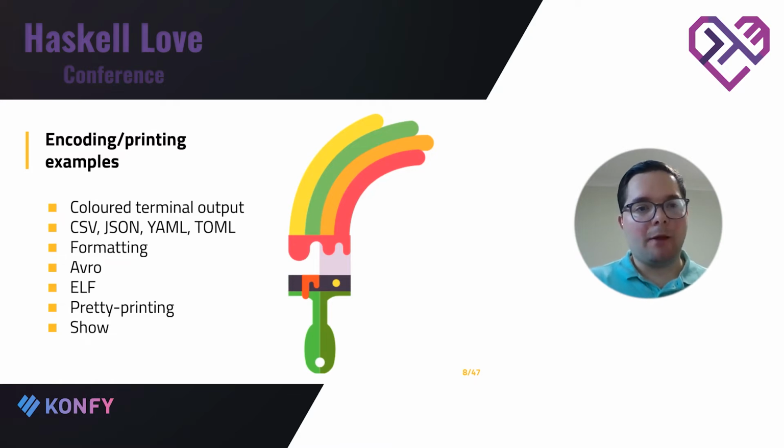So this is one way how encoding can be helpful. And again, a simple Haskell example of such a type class is Show, where you just convert any data type to a string automatically.